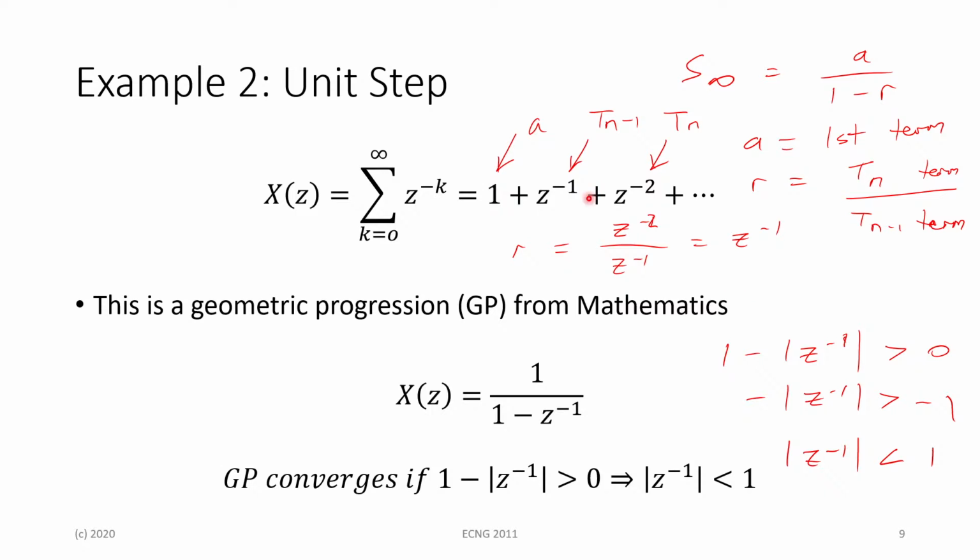So t to the n basically means a term that is lower down within your summation series, and the t to the n minus 1 term will be the term right before that. That's how I get the z to the minus 2 here being t to the n, and then z to the minus 1 here being t to the n minus 1.